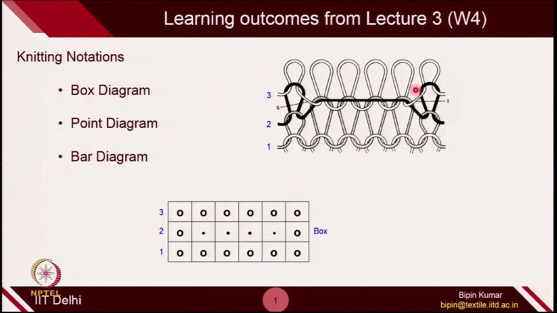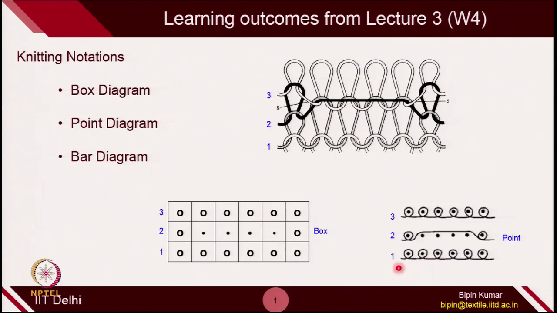For example, if you represent this type of fabric structure, this is the box diagram which actually indicates this design. Similarly, in point diagram you can represent this fabric structure like this. So, in this particular lecture we are going to learn the method through which you can convert an actual diagram of fabric into box diagram or point diagram, which is very easy to understand. So, let us move on.